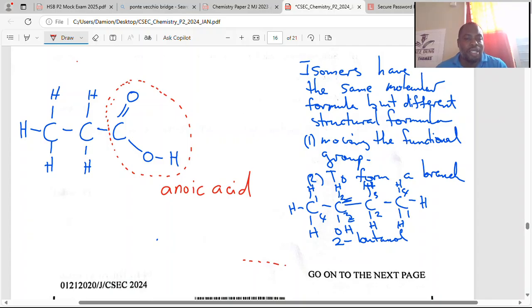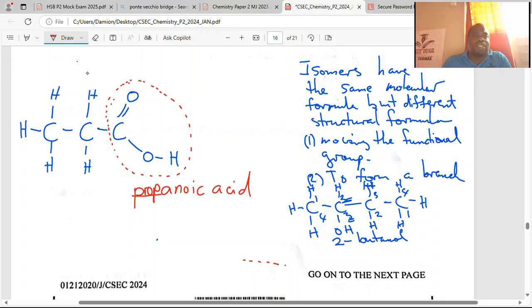How many carbons are there? 3. What's the prefix for 3? Pro. So this would be called propanoic acid. And that's how it is for all the acids. Just like any organic compound, you have your prefix and you end with anoic acid.